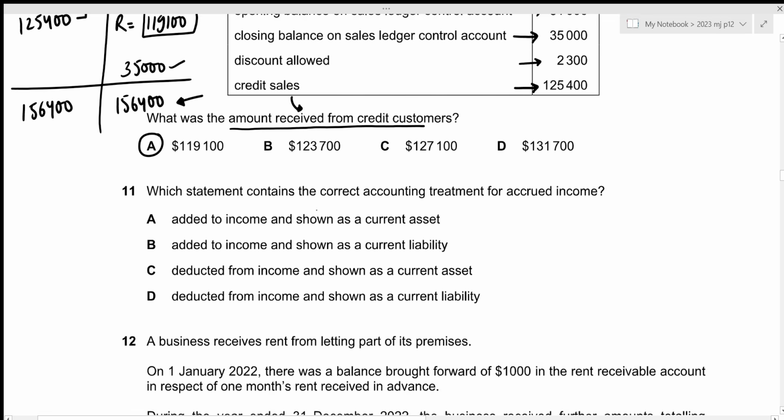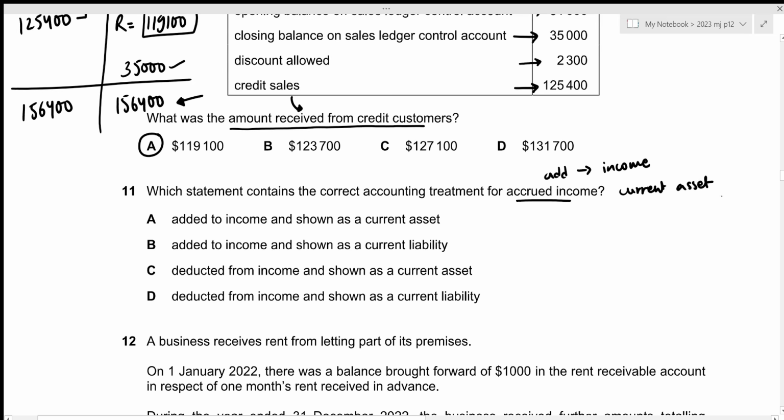Which statement contains the correct accounting treatment for accrued income? Okay, so accrued income, we just need to add it to the income. And we need to show the exact same amount as a current asset as well. Because this is accrued income, which means that we have already earned this income, but we are yet to receive it. So this is definitely a current asset.